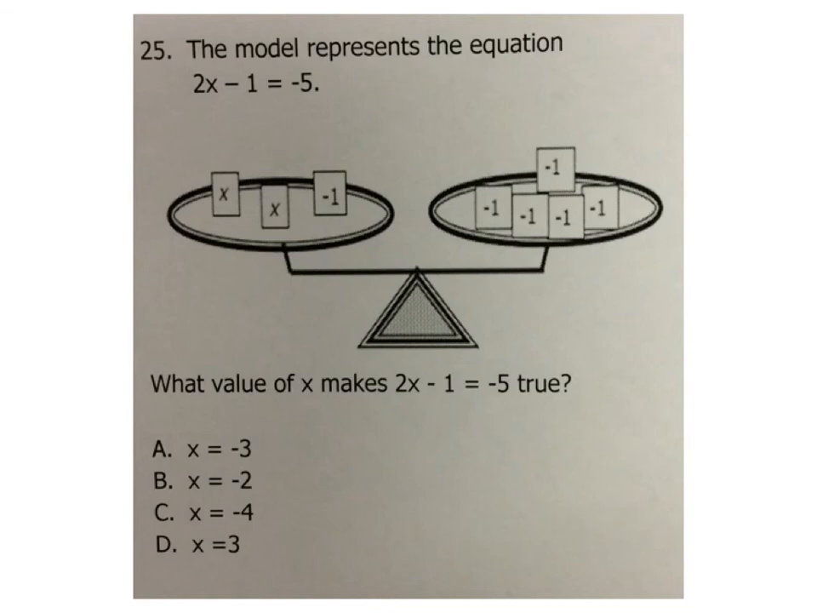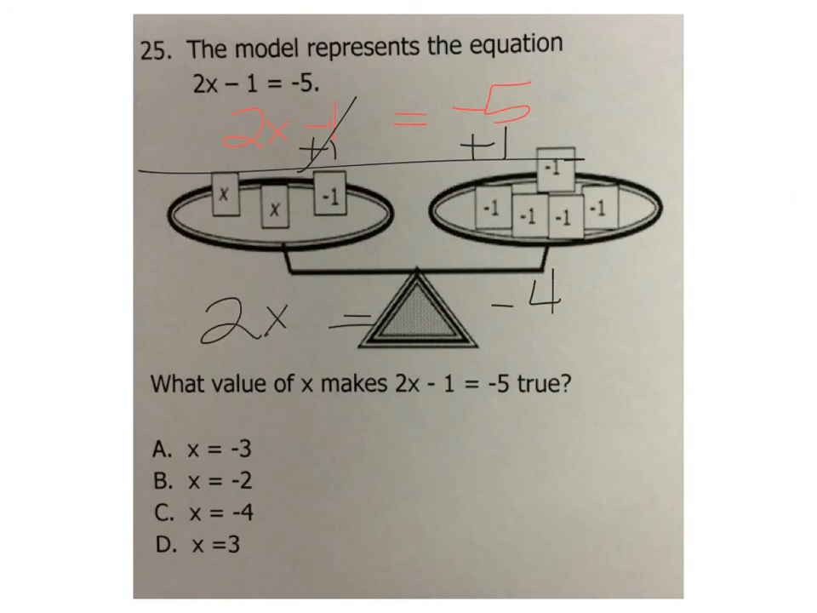Number 25. The model represents the equation 2x minus 1 equals -5. In order to solve this, I would need to add 1 to both sides, giving me 2x equals -4. Then I would divide by 2, giving me x equals -2. So letter B.